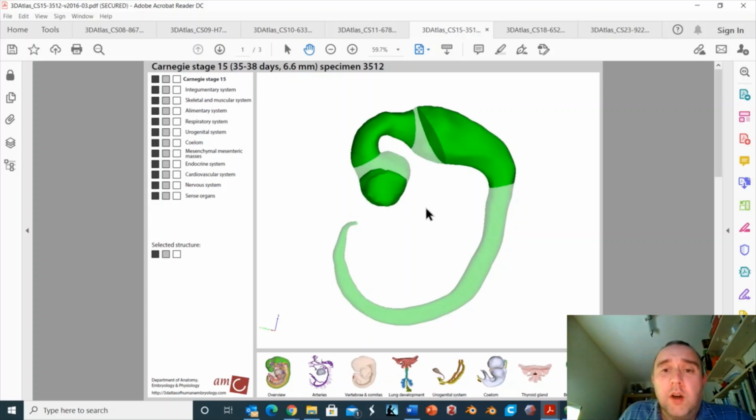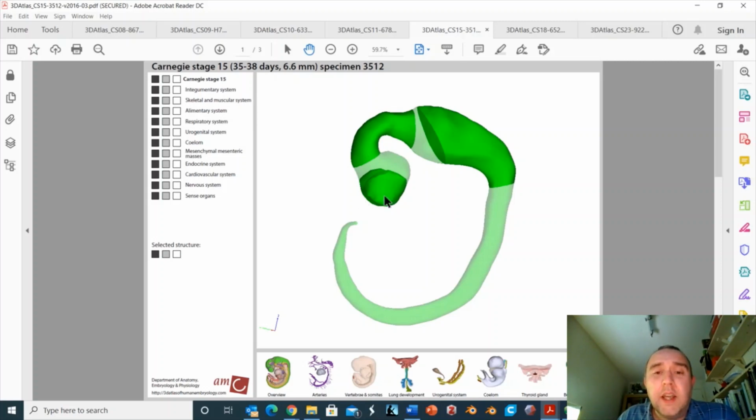The parts of the brain vesicles have actually been separated. There are subdivisions within them. The forebrain, the true term for the forebrain is the prosencephalon. And the prosencephalon is differentiated into two subdivisions.